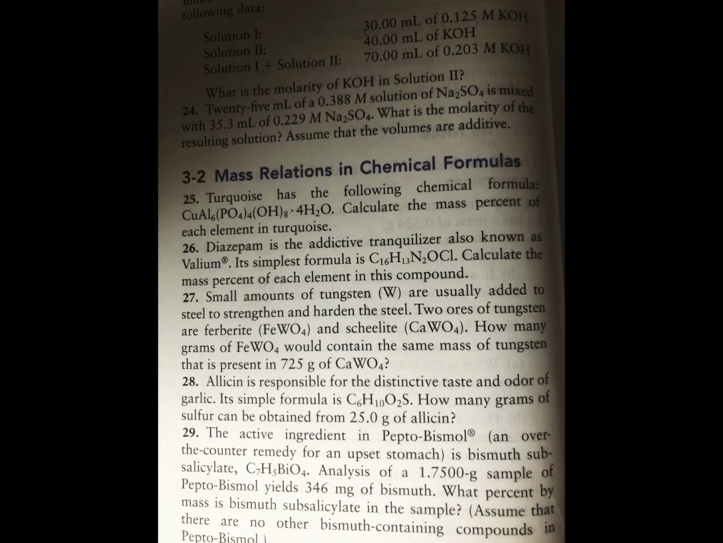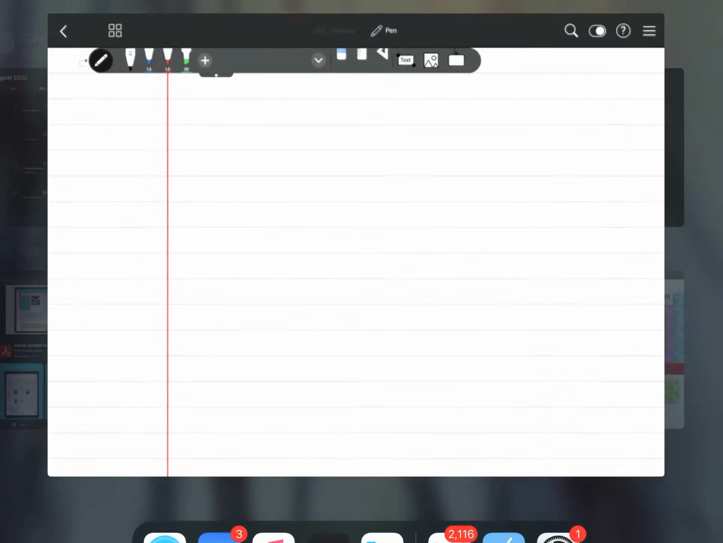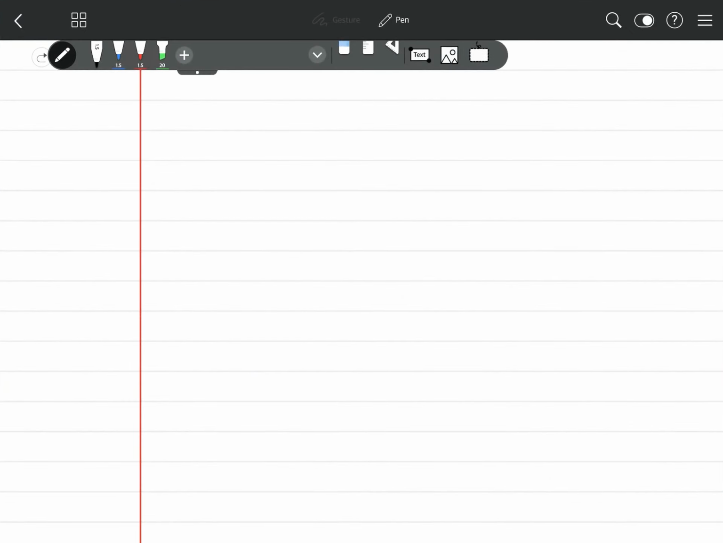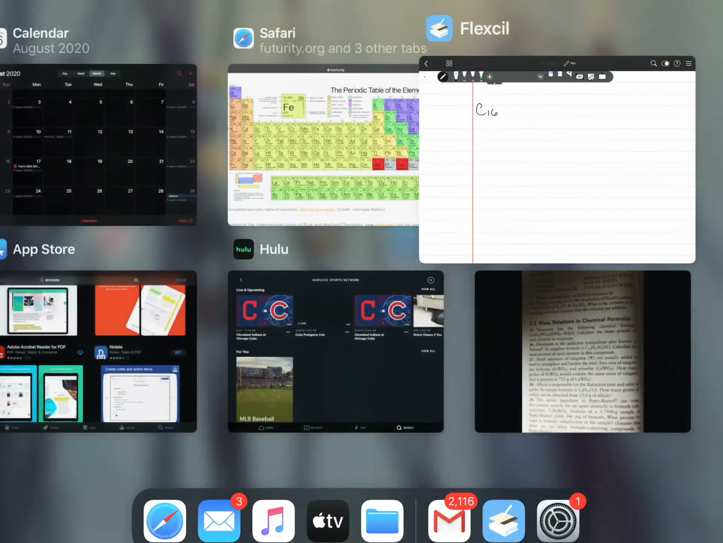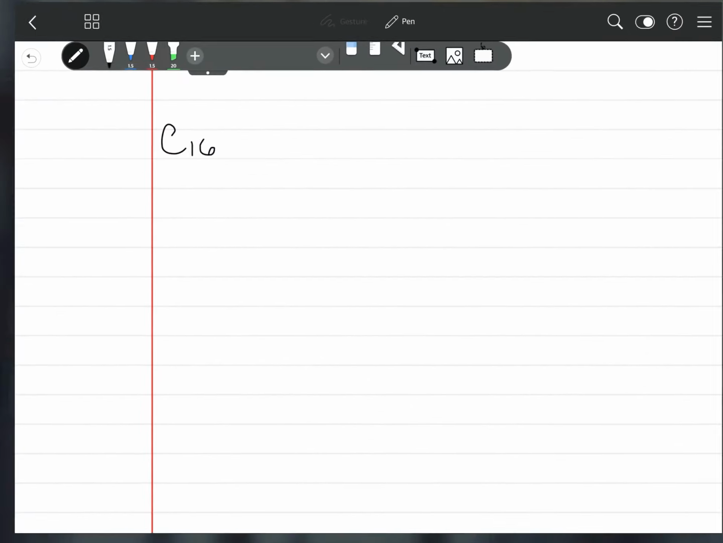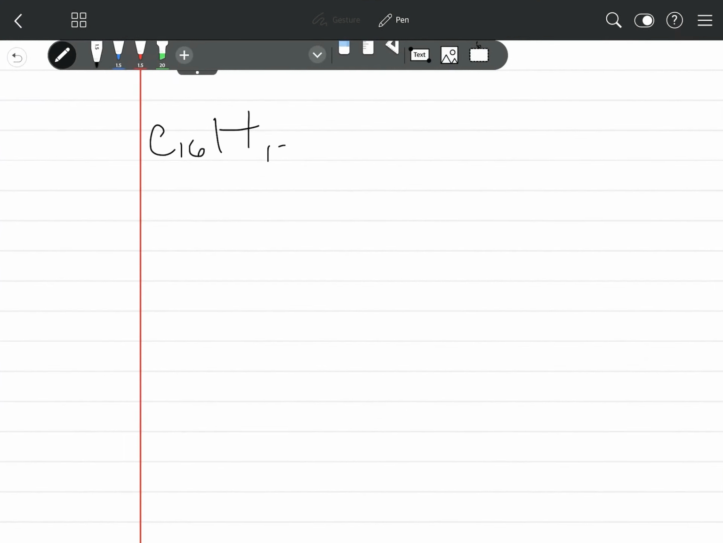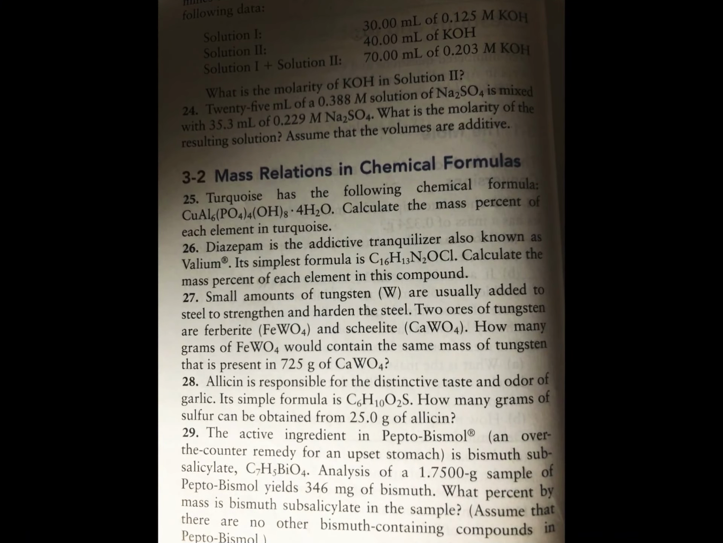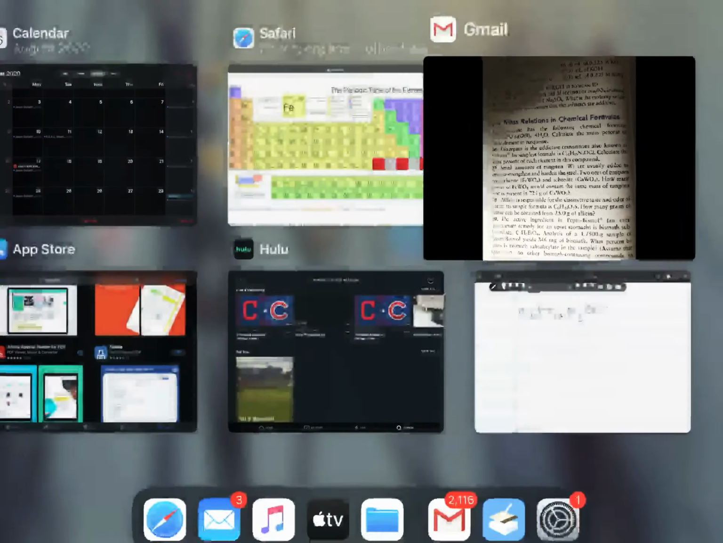So what you're going to do is, let me get to my notes app. Let's write out the formula. C16H13N2OCl. I'm sorry about my handwriting, I just got this out. The first thing you should do is find the molar mass of the total molecule, the big one, the diazepam or Valium, whatever you want to call it. So you're going to find the mass of all that.